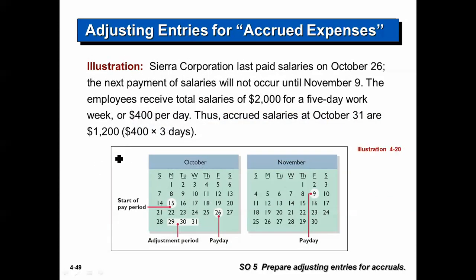So another one: Sierra Corporation last paid salaries October 26th. Hey, that's a day in infamy again. The next payment of salaries will not occur until November 9th. The employees received total salaries of $2,000 for a 5-day work week, or $400 per day. Thus, as of October 31st, Halloween, these guys are owed $400 a day for 3 days. They're not going to be paid until November 9th. They get paid every 2 weeks. So we owe them for this time period, 1, 2, 3 days.